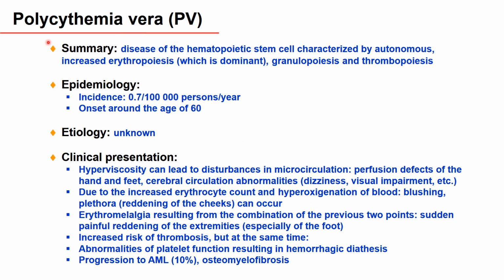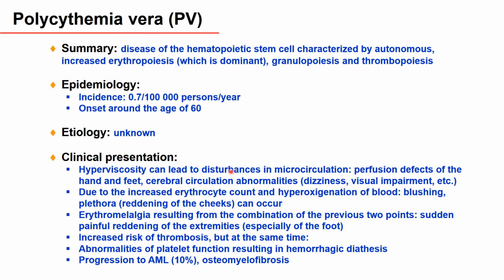Another one is polycythemia vera rubra. That's a disorder where the hemopoietic stem cells are characterized by an autonomic increase in erythropoiesis and a lot of red blood cells, and thrombocytosis can happen, and in some cases the granuloid cell count can increase. The incidence is about 0.7, so it's very sad. Again, the onset is at 60 or in the elderly.